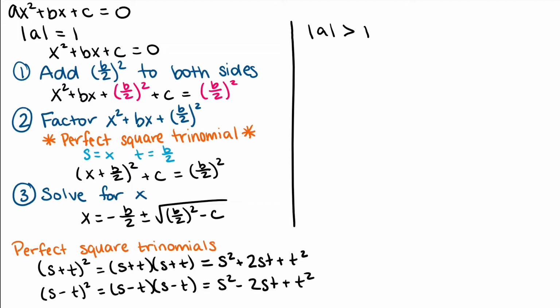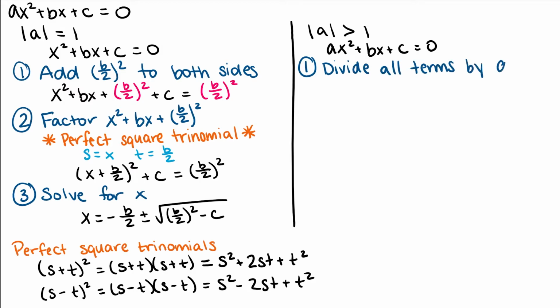So now let's look at the case where the absolute value of a is greater than 1. So we don't have a 1 as our a term, we have something greater than 1, and our function is ax squared plus bx plus c equals 0. Well, step 1 will be to divide all of our terms by a. We're dividing everything in this function by a. So that gives us x squared. Now we have a 1 term in front of our x. That gives us x squared plus b over a x plus c over a equals 0.